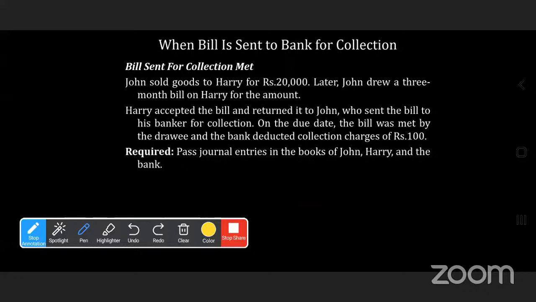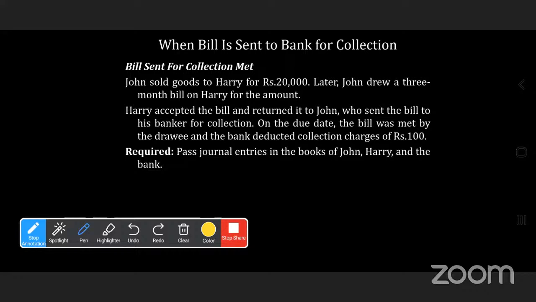Ma'am, date 1st June only? Here the date is not mentioned, so you need not write any date. Date or year is not mentioned here. You need not write anything, but you have to keep the date column in the journal entry.